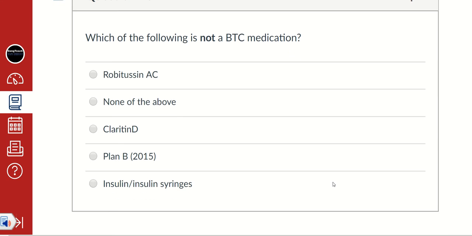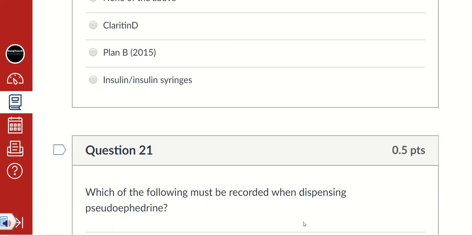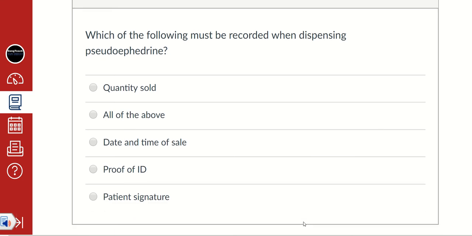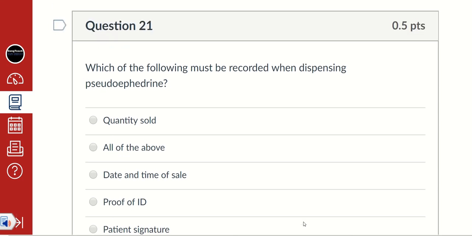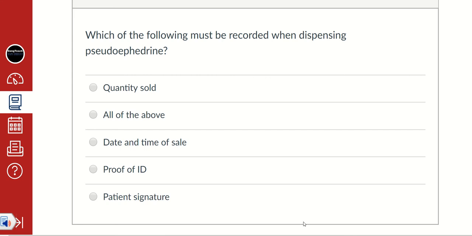Which of the following is not a BTC product? Are you sure? Wait. Yeah. Now it's Plan B, right? Yeah, since 2015. Remember, 11-year-olds can pretty much walk up and scan it at the self-checkout. No, not the self-checkout. Wait, what was that answer? Yeah, if it's over the counter, then you can just get it at the self-checkout. What was that answer? Plan B.